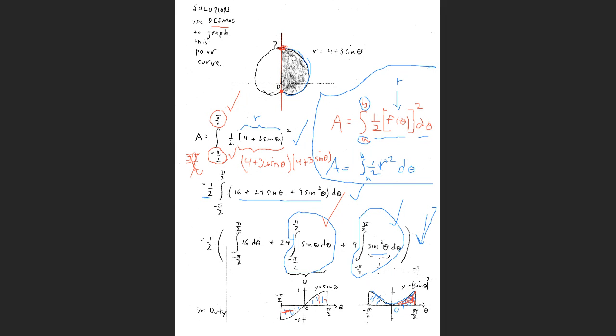Let's proceed on. Okay, so what I've done now is the area is going to be the integral of 16 with respect to theta, which is 16 theta. The middle integral was 0, so we have 24 times 0.